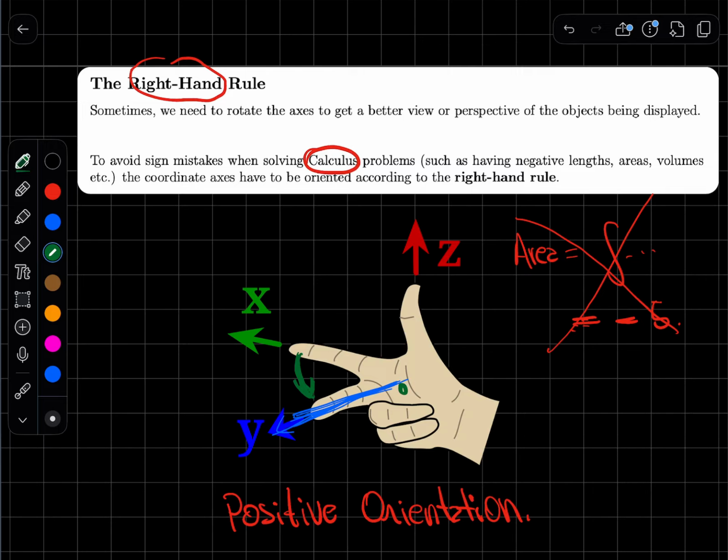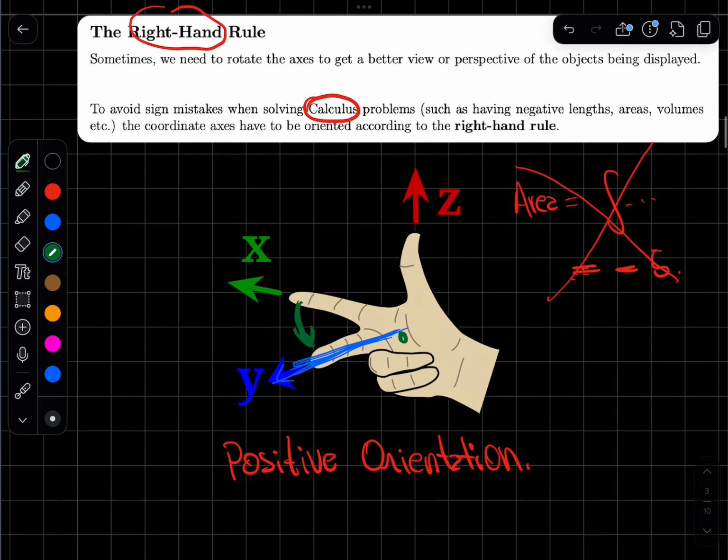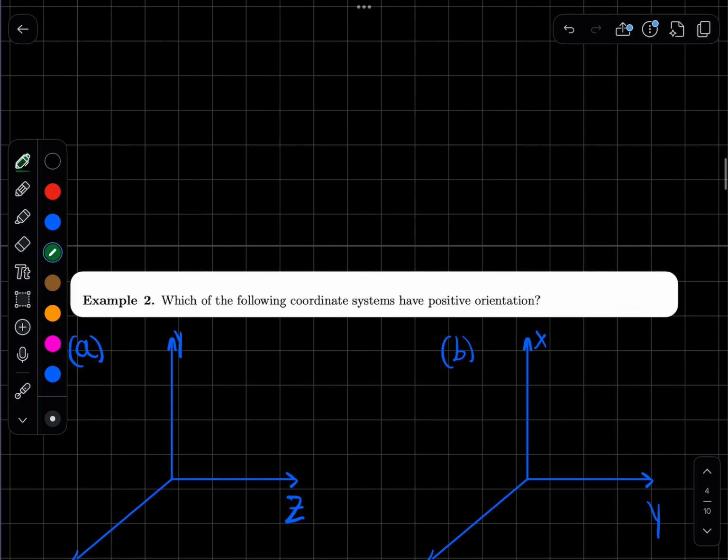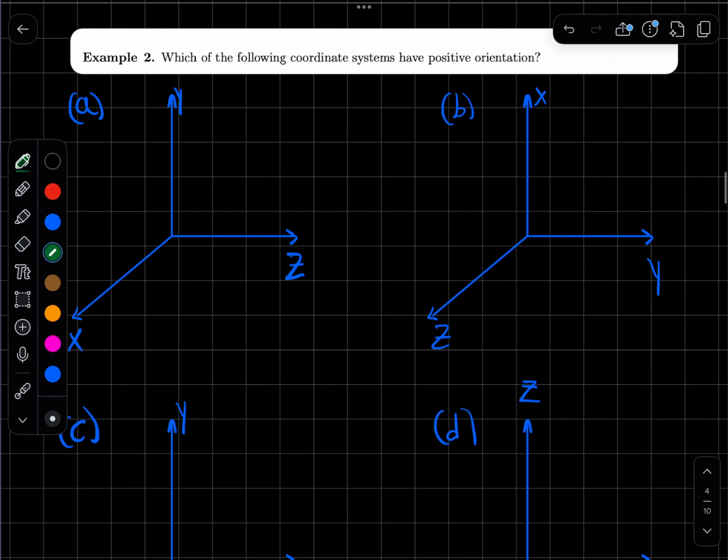So for you, I'm going to do an example of this next. And for you to be able to do this, you have to pause, actually get your right hand out, and actually try and do the things I'm describing. Okay, so let's go. Here's an example. Which of the following coordinate systems have positive orientation? Okay. I'm not going to try and draw a hand too much here.